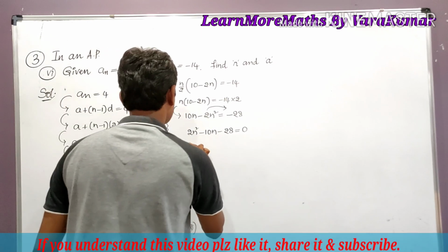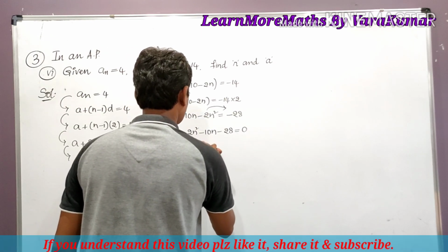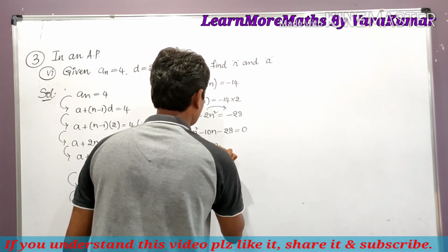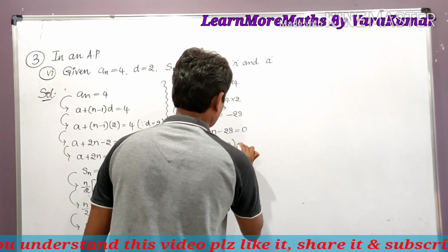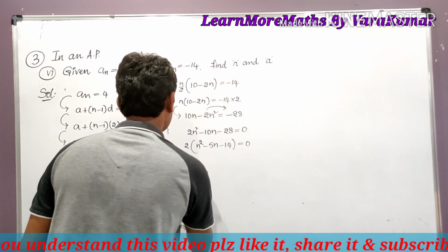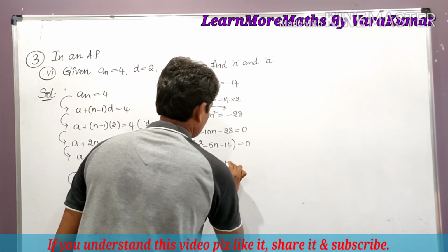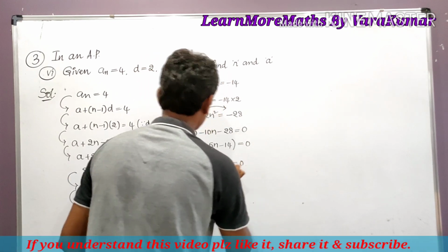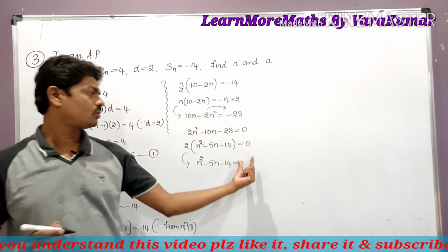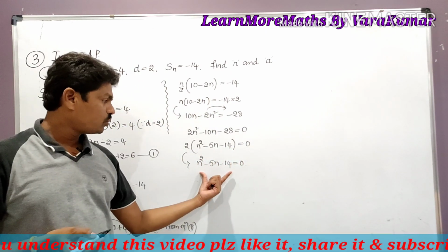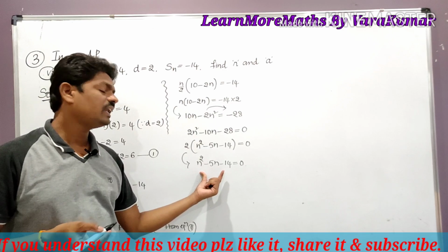Again 2 is common, student. If you take 2 as common, n square minus 5n minus 14 equal to 0. Finally we get n square minus 5n minus 14 equal to 0. If you take 2 to the right side, it becomes 0 by 2, which is 0. So now we have a quadratic equation in n.